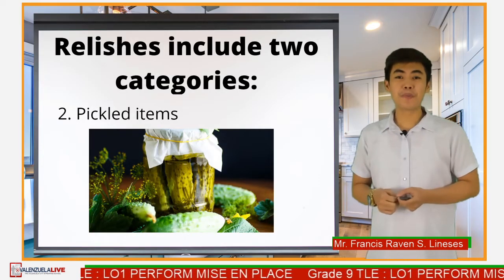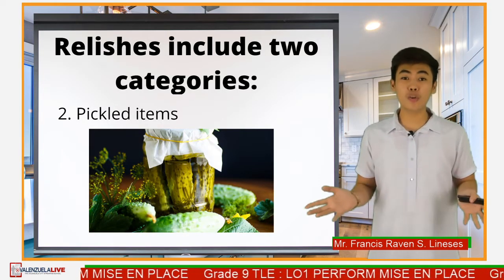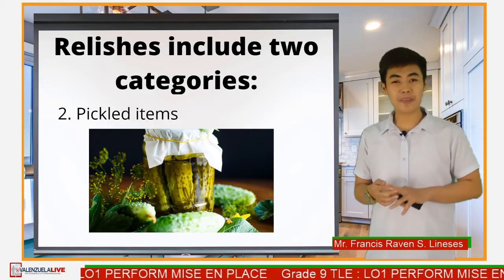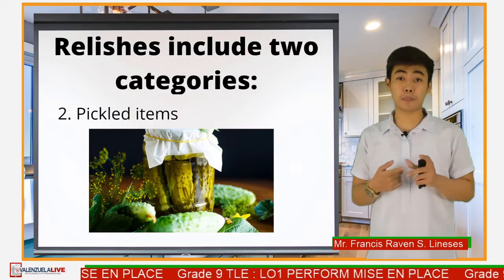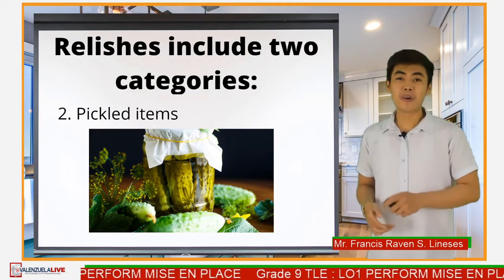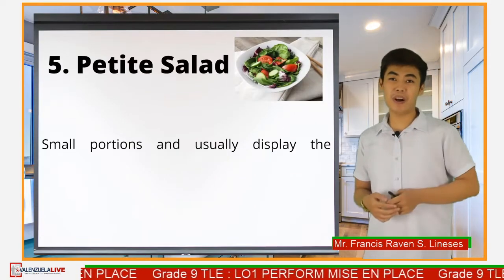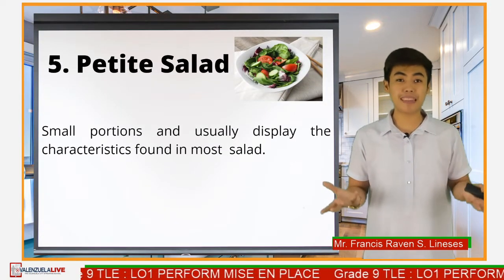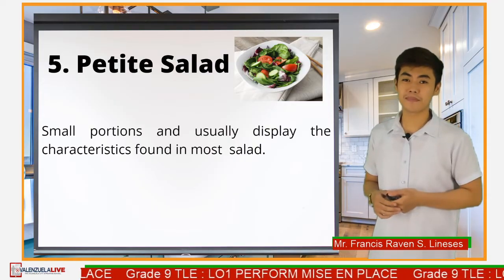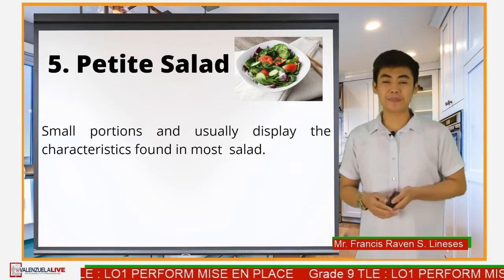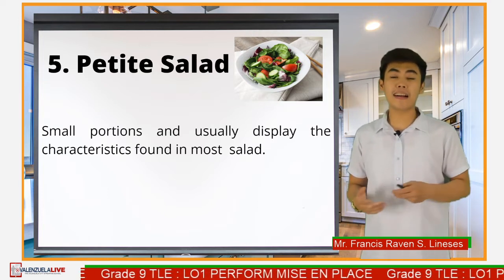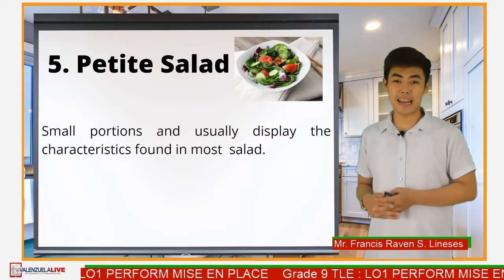Next, number two, we have the pickled items. It includes a variety of items like cucumber pickles, olives, watermelon pickles, pickled peppers, spice bits, and other preserved fruits and vegetables. So now, we are on the fifth classification of appetizer, which is the petite salad. Do you have an idea about the word petite? Excellent. Petite salads are small portions and usually display the characteristics found in most salads.